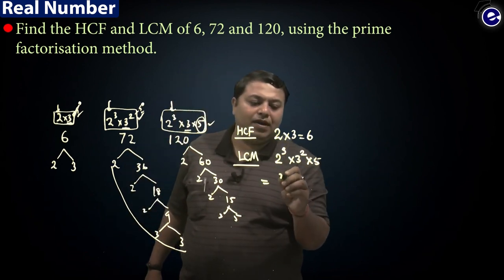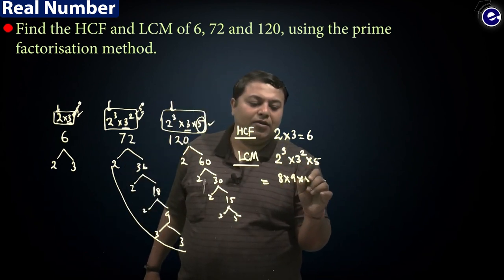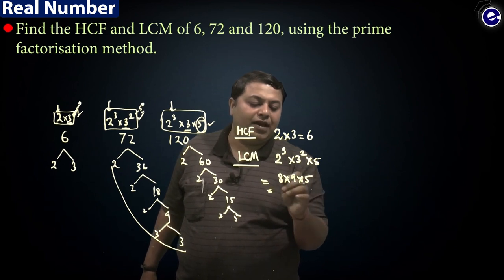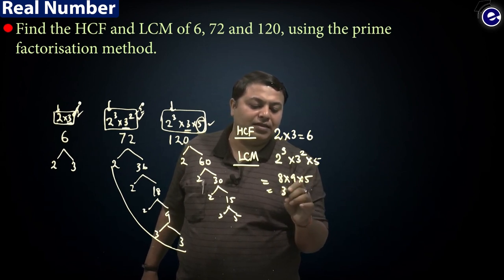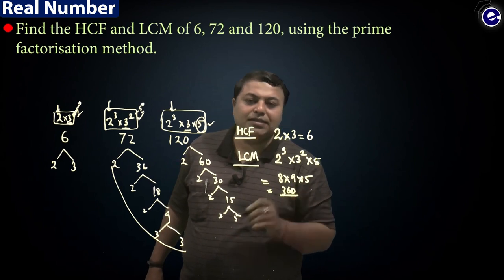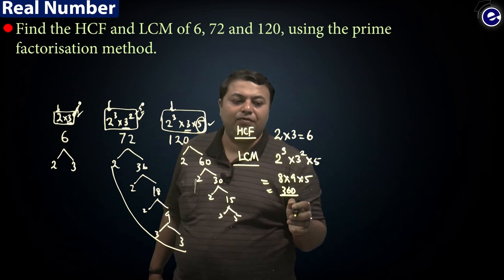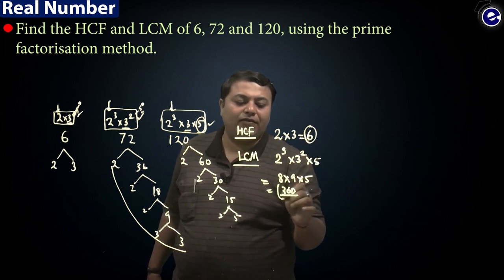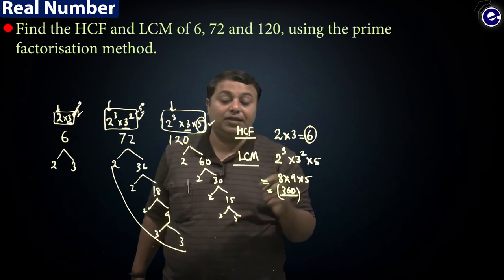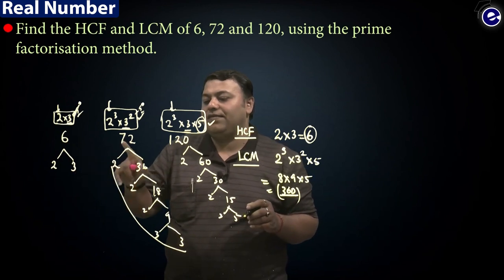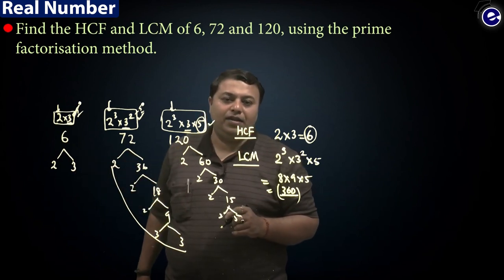So this will be 8 into 9 into 5. 8 fives are 40, 40 nines are 360. So 360 is the lowest common multiple. This is the LCM of the 3 numbers, and 6 is the HCF of the 3 numbers. What are the 3 numbers? 6, 72 and 120.